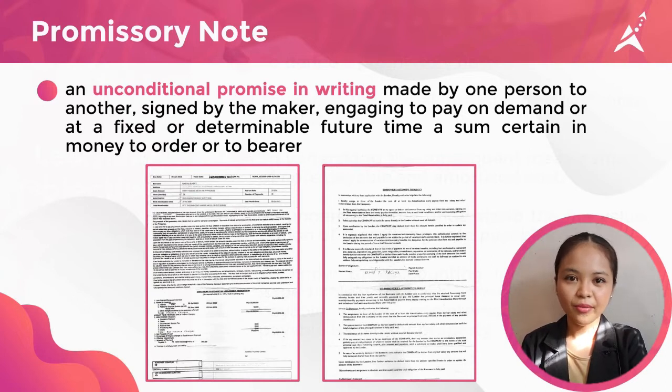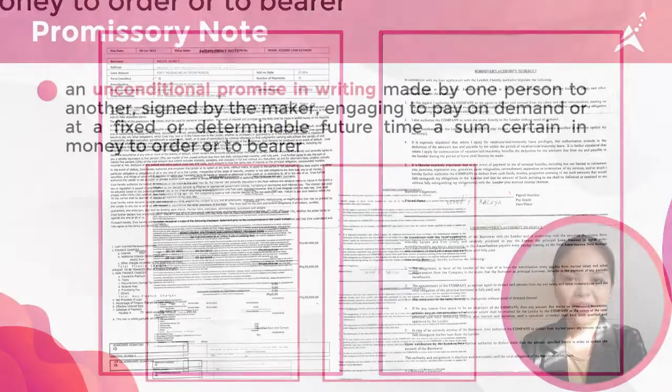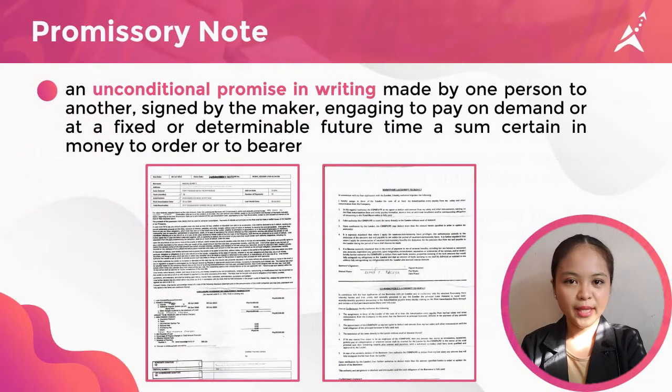Here's an example of a promissory note. As you can see, this contains the name of the promisor, the amount, the date, and of course the signature, but I covered it here. Not every promissory note looks like this. What's important is that it includes the necessary details we have mentioned a while ago.